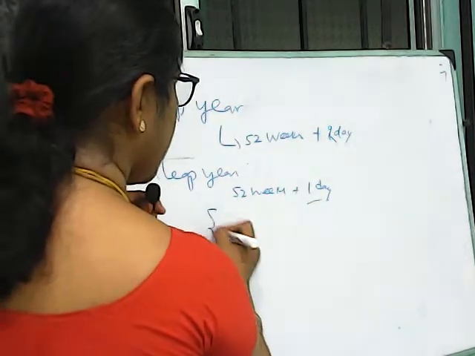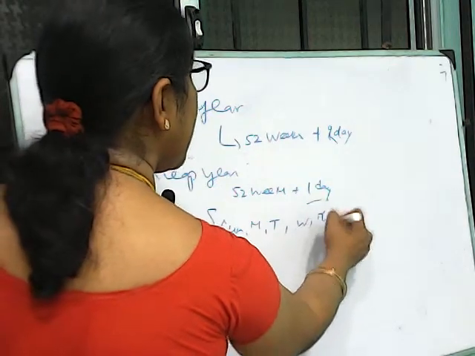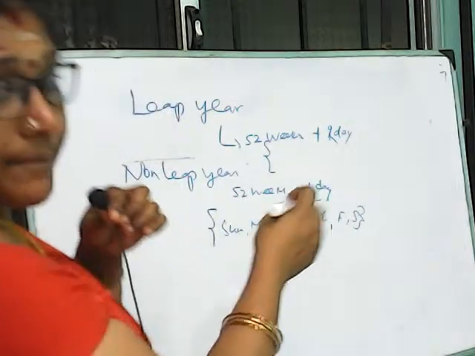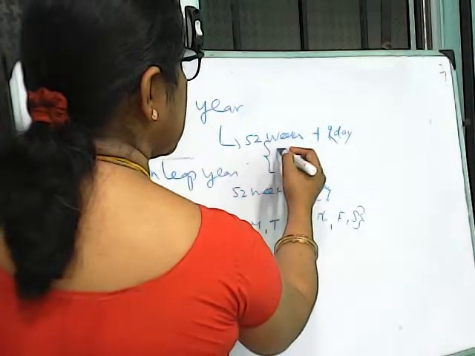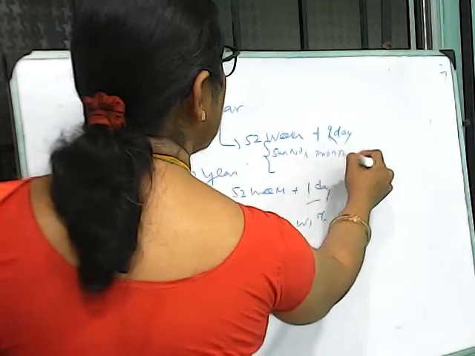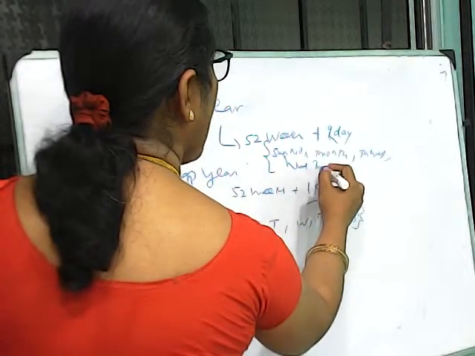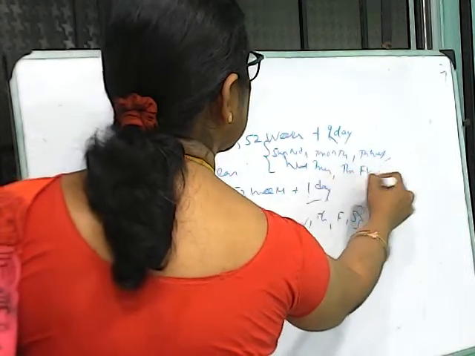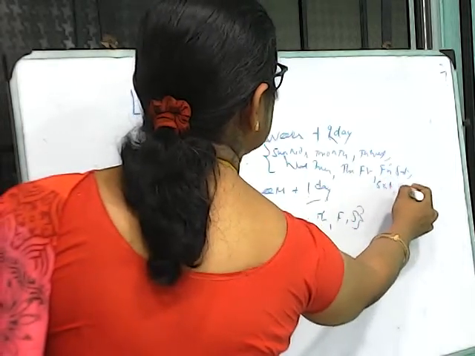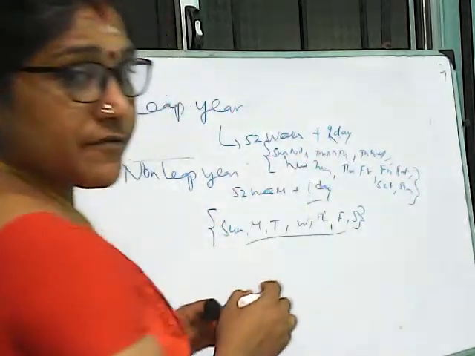So what do we say about this 1 extra day? It can be Sunday, Monday, Tuesday, Wednesday, Thursday, Friday, Saturday. For the 2 extra days, how will your probability come? It will be a Sunday Monday combination, or Monday Tuesday, or Tuesday Wednesday, or Wednesday Thursday, or Thursday Friday, or Friday Saturday, or Saturday Sunday combination. Here you will have 7 days, but the combination differs.